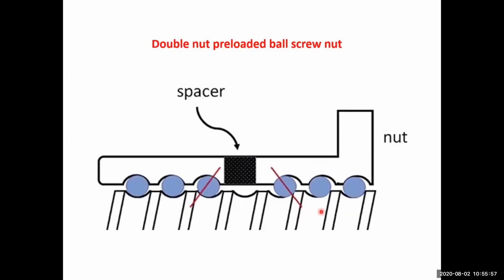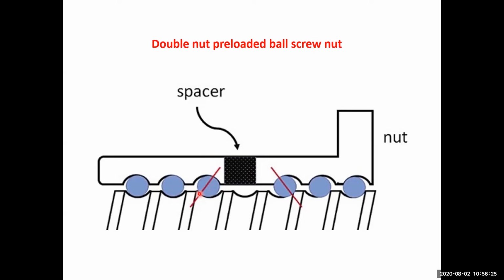So how do we do that? Here you can see one of the methods is the double nut preloaded ball screw. There is one nut here, another nut here, and a spacer in between. You can imagine when I put a thicker spacer, I am forcing this nut and this nut apart, right? So the contact angle is like this. That means this is forcing, this is forcing.